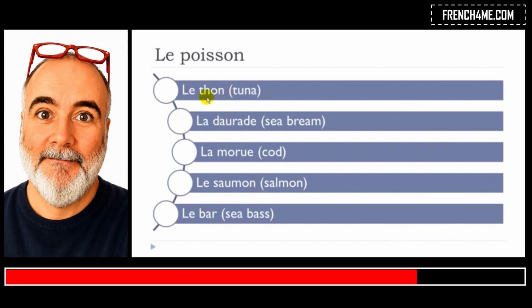Le thon. Remember, H here is not pronounced. Le thon. La dorade. La morue. Final E not pronounced. Le saumon. O-N, remember, nasal in your nose. Saumon. Le bar.